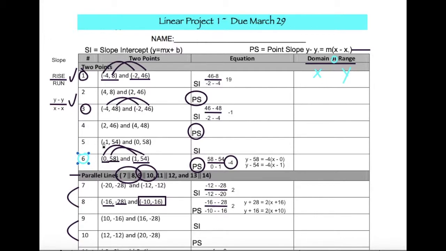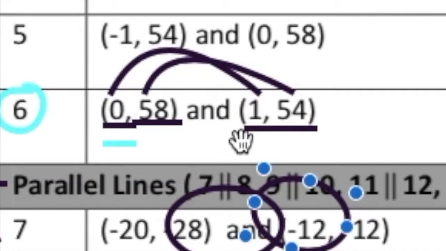We want the x values to start and stop at 0 and 1. I have too many things in the way here, but I want the x values to start and stop at 0 and 1. And so how that's going to look for my domain would be 0 is less than or equal to x is less than or equal to 1.